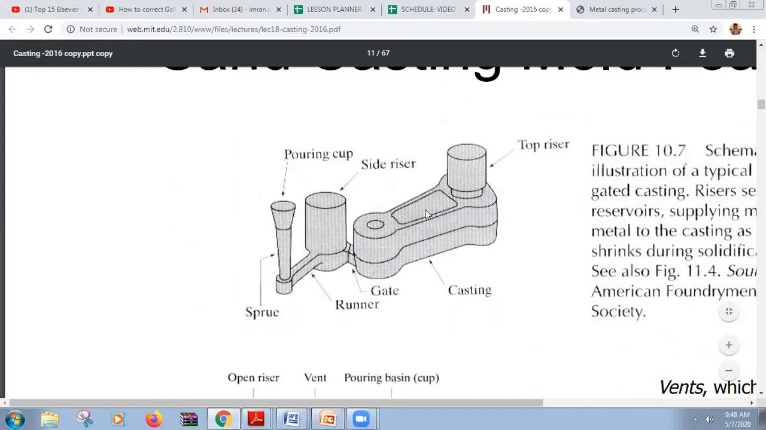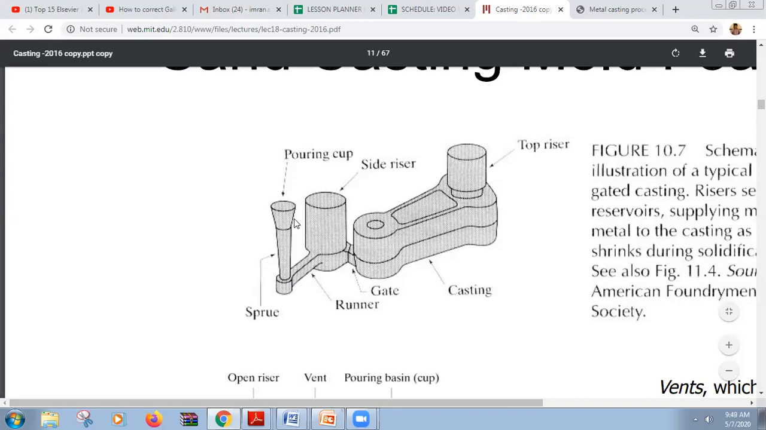This is basic. We can see this is the top riser, this is the casting, this is the gate, this is the pouring cup. The molten metal is poured through this pouring cup, and this is the sprue. Then it comes from here, then the riser is there, then the gate is the place from where the molten metal enters into the main cavity. This is the main casting. Actually only this part is to be produced, and everything else is additional.